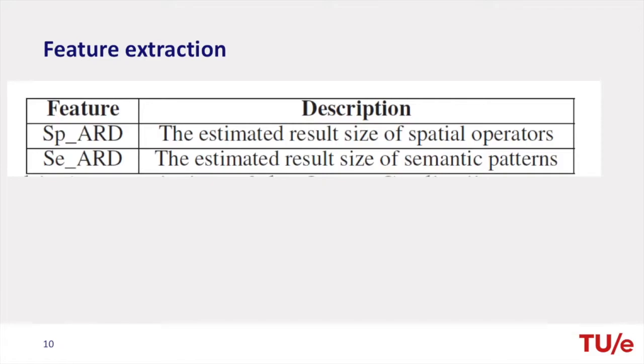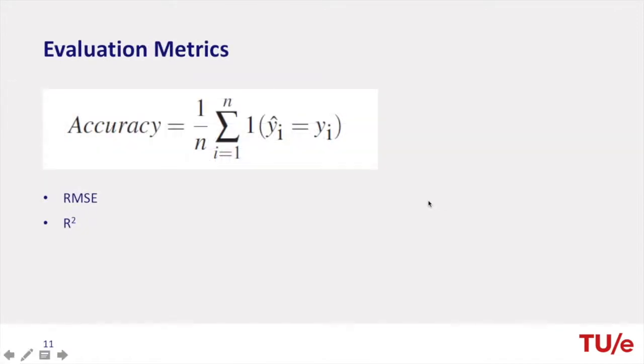For simplicity, this approach just takes the spatial operators and semantic patterns into account. So they just give two parameters, then it can represent this feature. Okay. So next comes to the evaluation phase.